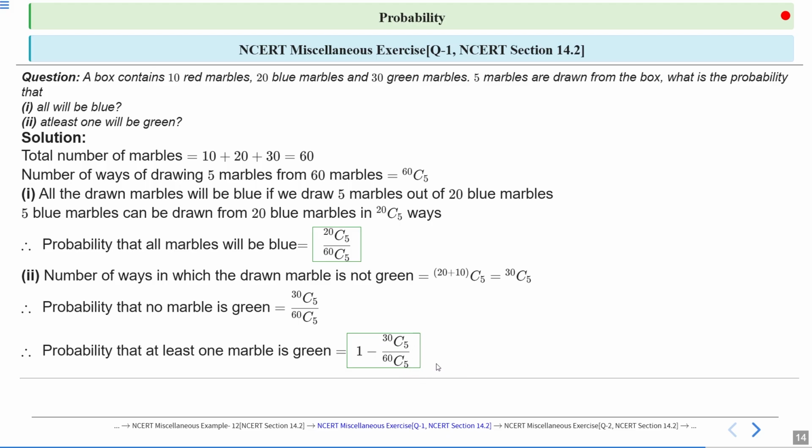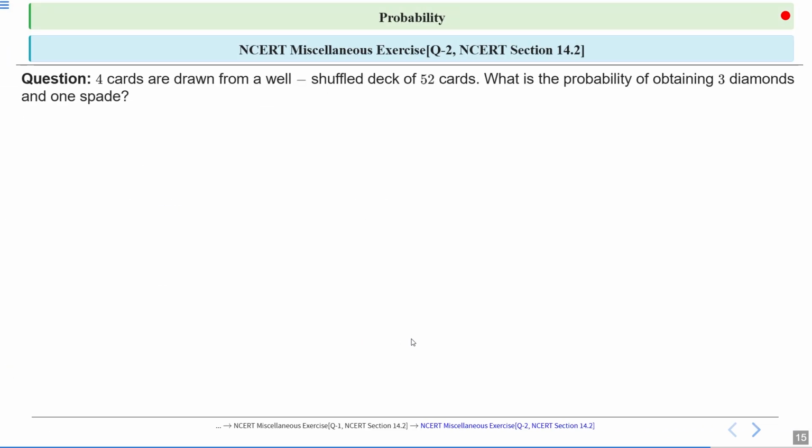So students, I hope it is clear to all of you. Now let us move to the next question. Look at question number 2. In this question, 4 cards are drawn from a well shuffled deck of 52 cards. We are asked the probability of obtaining 3 diamonds and 1 spade. Students, first of all, try it yourself. You have 40 seconds to try to solve this question, then we will provide the solution.